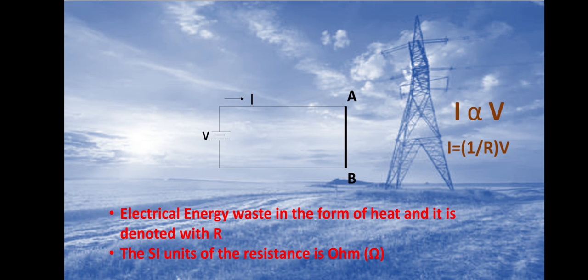Similarly, the potential at point A is not equal to the potential at point B. Why? Due to the positive ions and electrons collision in the conductor, the potential at point A is not equal to the potential at point B. Due to this potential difference, current flow will be established. Due to this collision between the positive ions and electrons, the electric energy is wasted in the form of heat, and it is denoted with R, that is resistance. The SI unit of resistance is ohm.